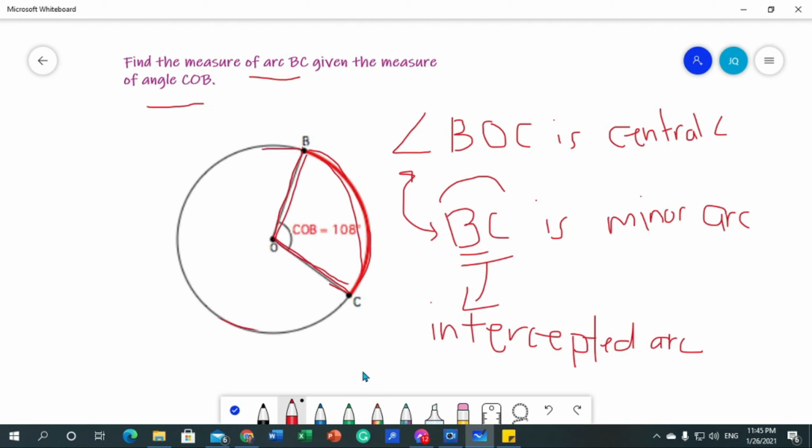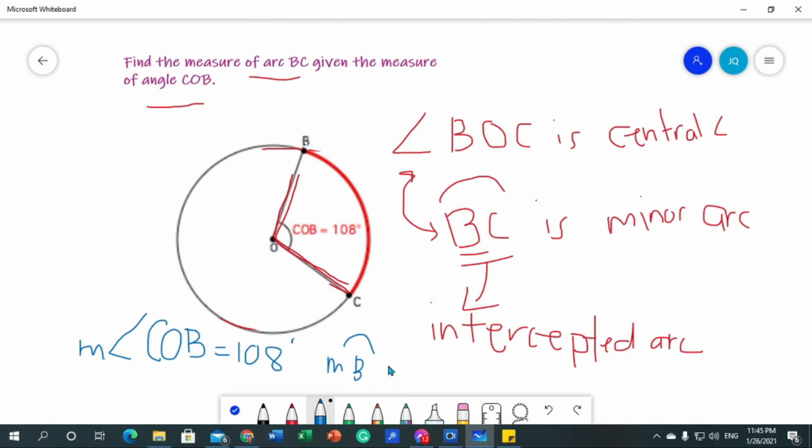From the given, we know that the measure of angle COB is equal to 108 degrees, and the measure of arc BC is unknown. That's what we are going to look for. By the way, the letter M here stands for measure. So we read it as: the measure of angle COB is equal to 108 degrees, and the measure of arc BC is equal to unknown. Okay, now let's go back.